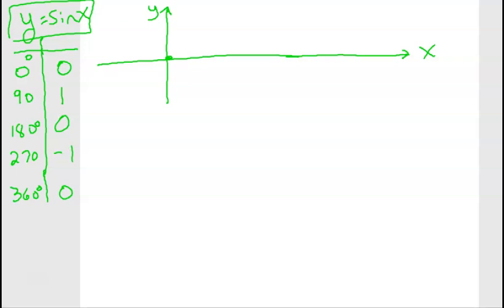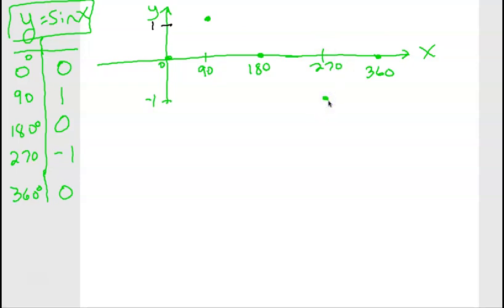So basically what we're going to do is go all the way to 360. We know we're going to get 0. Half of that is 180, and we're going to get 0 right here. Half of that is 90, and at 90 degrees it's going to be 1. And at 270, we're going to get negative 1.